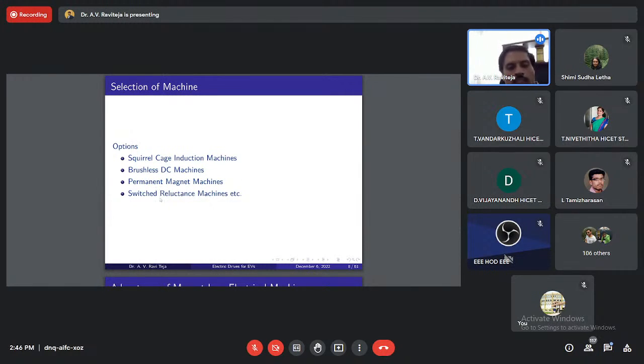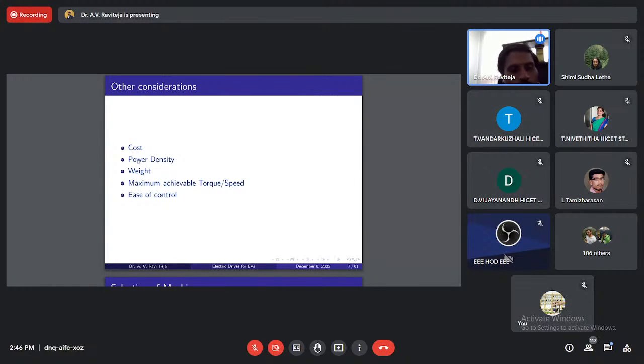Switched reluctance machines are coming up in the recent future. Cost wise, they have an advantage, and if commercially produced, these will be the cheapest among all four cost wise. Power density and weight is moderate. It is better than induction machine, but not better than BLDC or permanent magnet machines. Maximum achievable torque or speed, they also have very high advantages. Ease of control is also moderate. So switched reluctance motor also has a good opportunity.